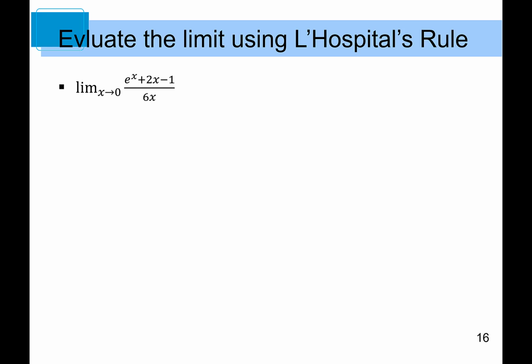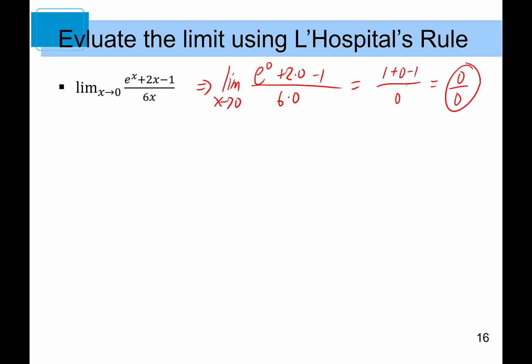All right, let's take a look at this. Evaluate the limit using the L'Hopital rule. It's obvious we're going to use the L'Hopital rule, but you need to always double check that it's either 0 over 0 or infinity over infinity. So we're going to do direct substitution. Replace x with 0, so e to the 0 plus 2 times 0 minus 1 over 6 times 0. E to the 0 is 1, so the numerator is 1 plus 0 minus 1, and the denominator is 0. So 0 over 0.